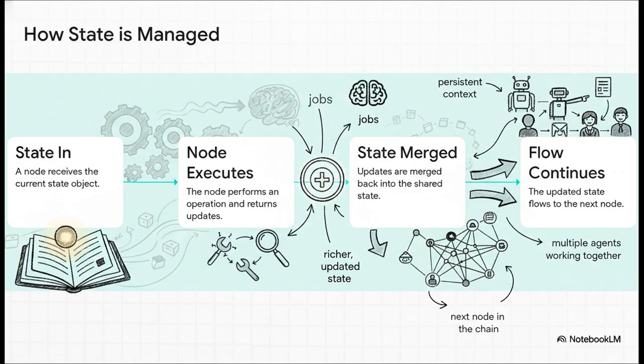So, for example, an agent might first check the state for an order number. If it's there, it moves to the lookup order node. If not, it moves to the ask for order node. That's state in action, and it lets multiple tools and agents collaborate on a single, shared context.